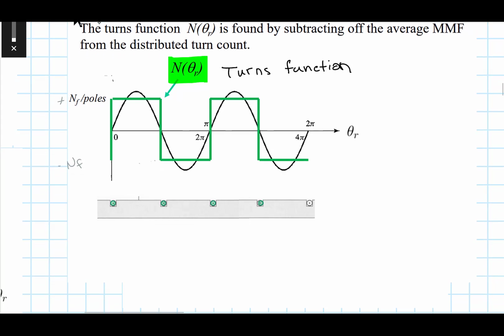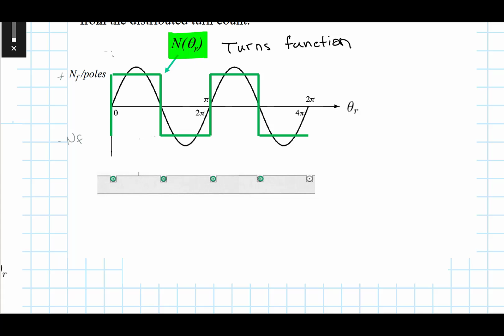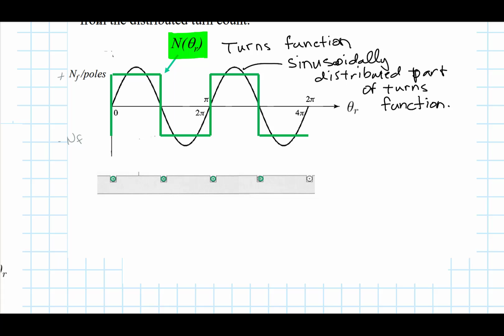Now, in the synchronous machine, what we're really interested in is the effective sinusoidal distribution of the MMF. So this is going to be what I'm going to call the sinusoidally distributed part of the turns function. What I mean by that is that you have a square wave, a non-sinusoidal shape, but any periodic shape, through the use of Fourier series, can be decomposed into a number of sinusoidal parts that are at different frequencies. And when I say frequency, I mean a period.